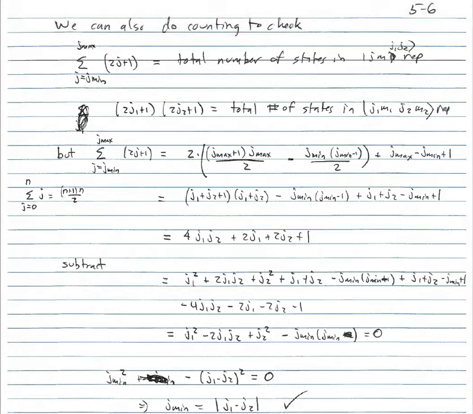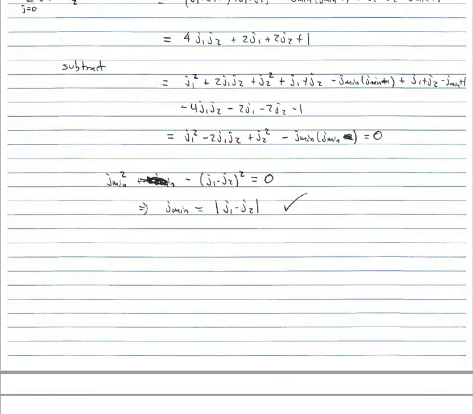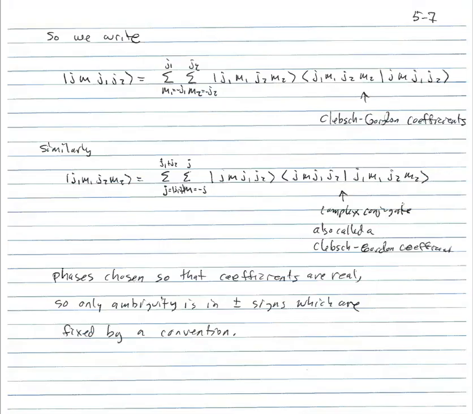And so just by doing this counting over the states, we can verify that the j min is equal to the absolute value of j1 minus j2. All right? Okay, so let's go ahead and do our expansion.